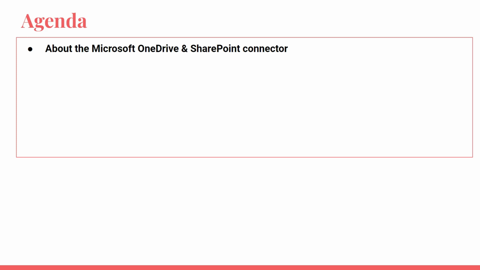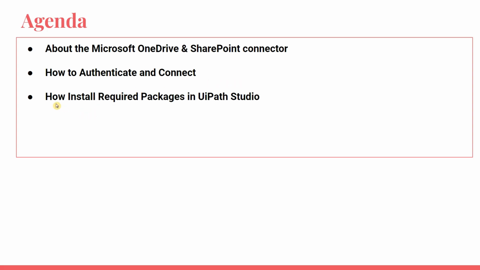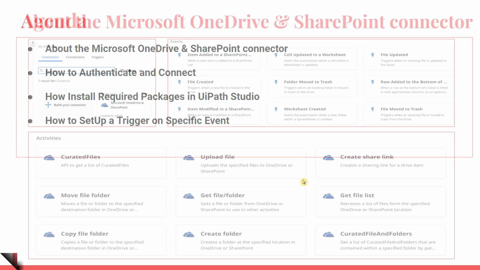So the very first agenda is to understand the Microsoft OneDrive SharePoint connector, and then we will see how to authenticate and connect in the Integration Service, and then we will see how to install the required packages in UiPath Studio. Let's say you would like to build an automation in UiPath Studio and you have already made a connection with SharePoint and OneDrive. How will you do that? How to set up a trigger on a specific event. Everything as a package, we are going to learn a lot of things. So do not skip the video and let's move on.